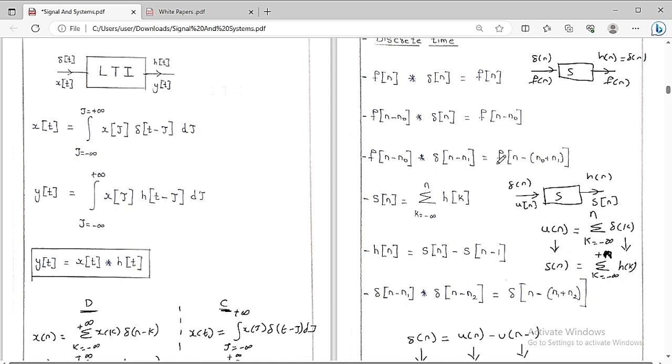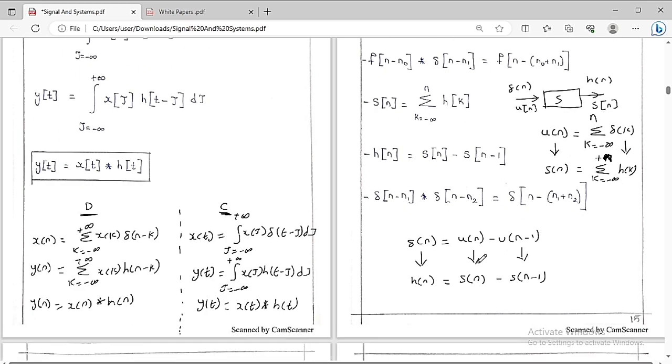So therefore, with the help of this formula, we can get delta of n minus n1 convolution of delta of n minus n2 is equal to delta of n minus of n1 plus n2. These things you always have to keep in mind. So I can give a general formula. Let me write the general formula here.